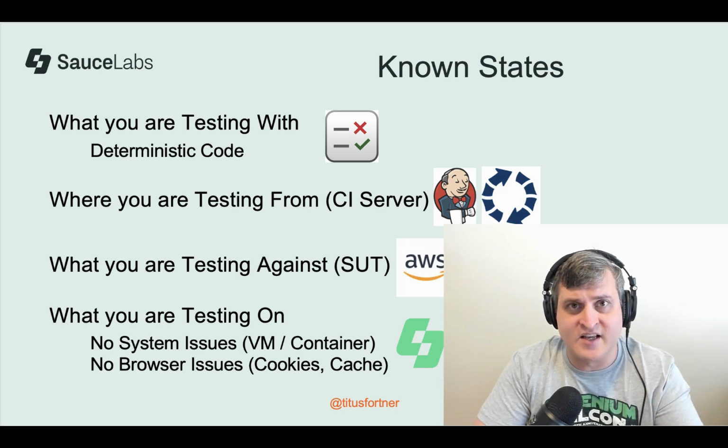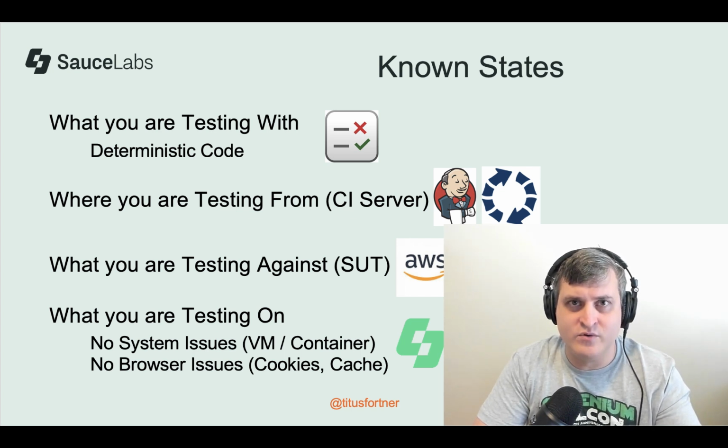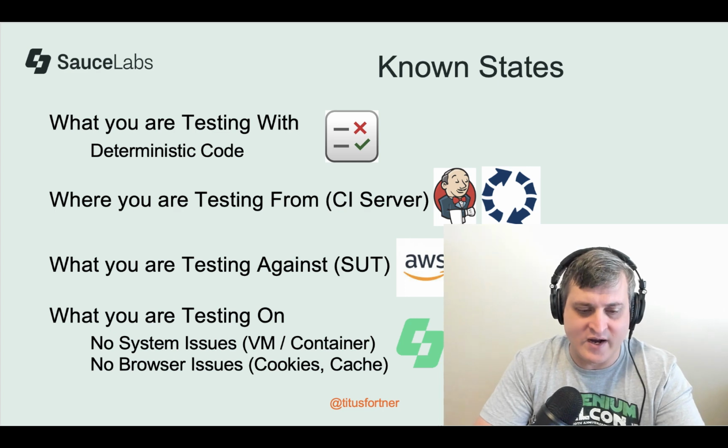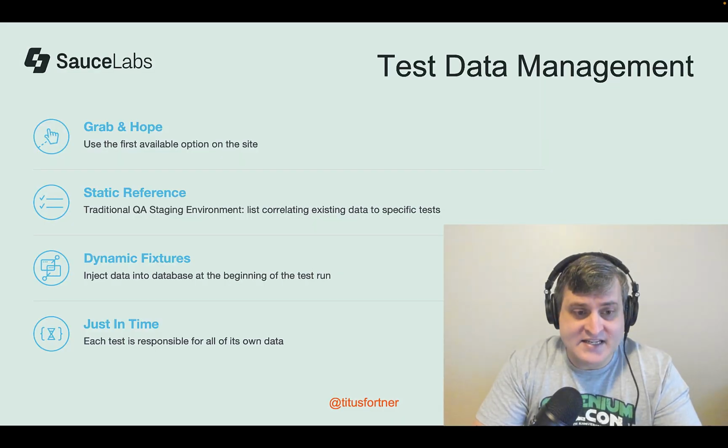And this is where a service like Sauce Labs comes in, where they make sure that each test gets its own virtual environment with a brand new known state of a browser, a version. All of those things are determined ahead of time, and you can get the same thing every single time you make that request. The next issue with flaky tests is independent data.